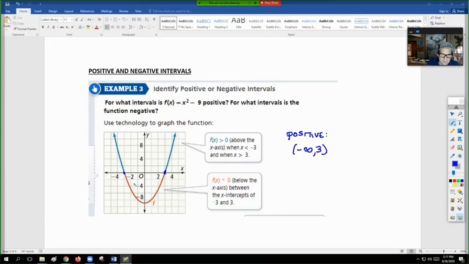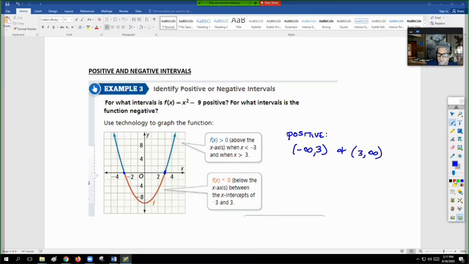Now, the actual point 3 is at 0. 0 is neither positive or negative, so we're not going to use a hard bracket. And then we can say and. I like to just use that symbol. Some people use a union symbol. It doesn't matter. Then from +3 to infinity, it's also positive above the graph.